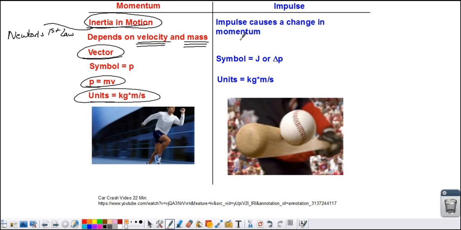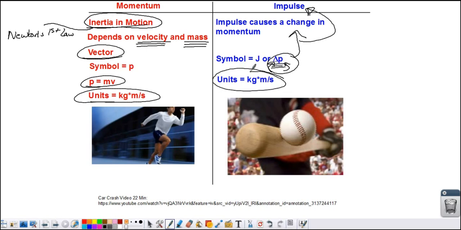Symbol. Again, it's not quite so easy. It's not letter I, instead it's this letter J. Why? I'm not real sure. Or we can use delta P, because remember, delta means the change in, and the lowercase p means momentum. So it literally just means change in momentum. So the change in momentum is the impulse. In our class, we'll be using delta P, but other places you might see it written as a J.